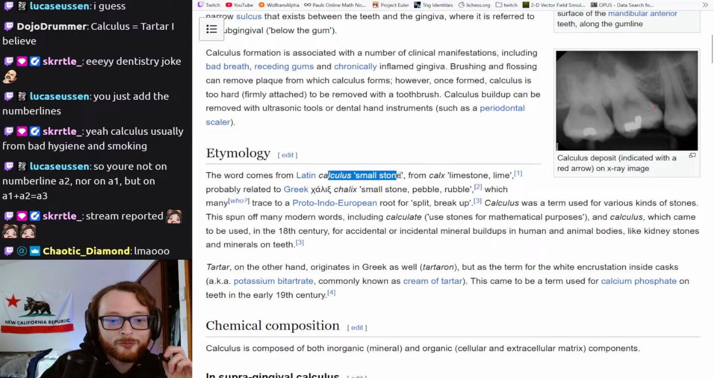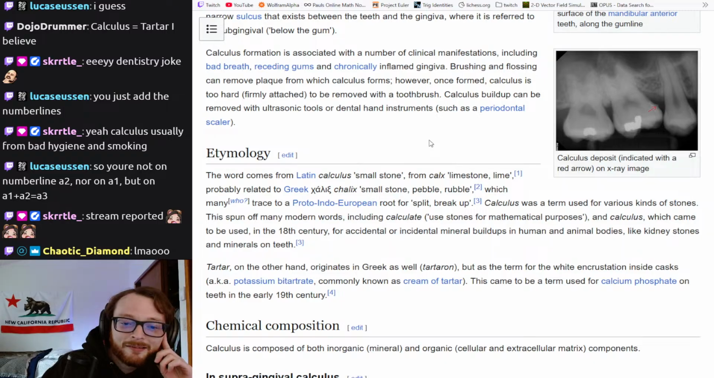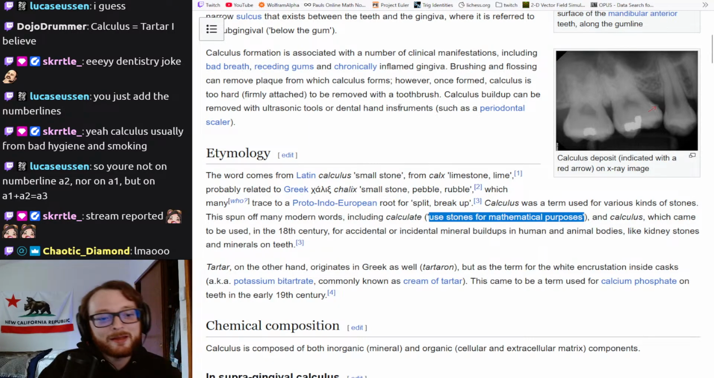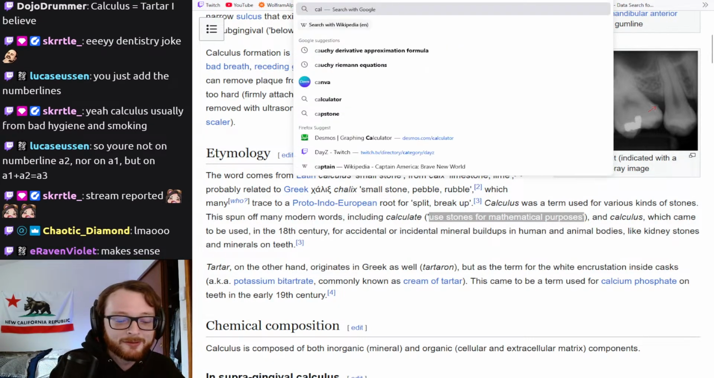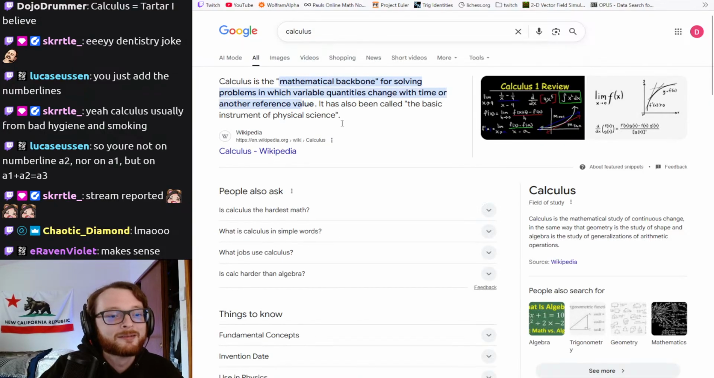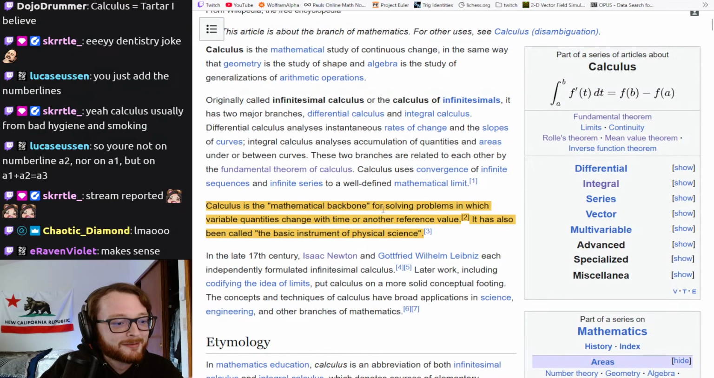Calculus means small stone? Huh. Why was that? Use stones for mathematical purposes. Okay, what's the etymology of calculus for math?